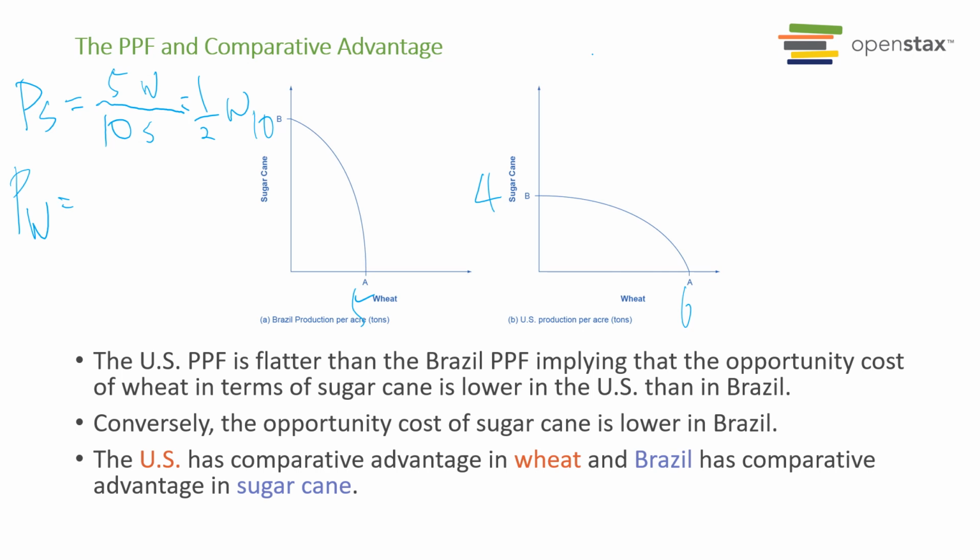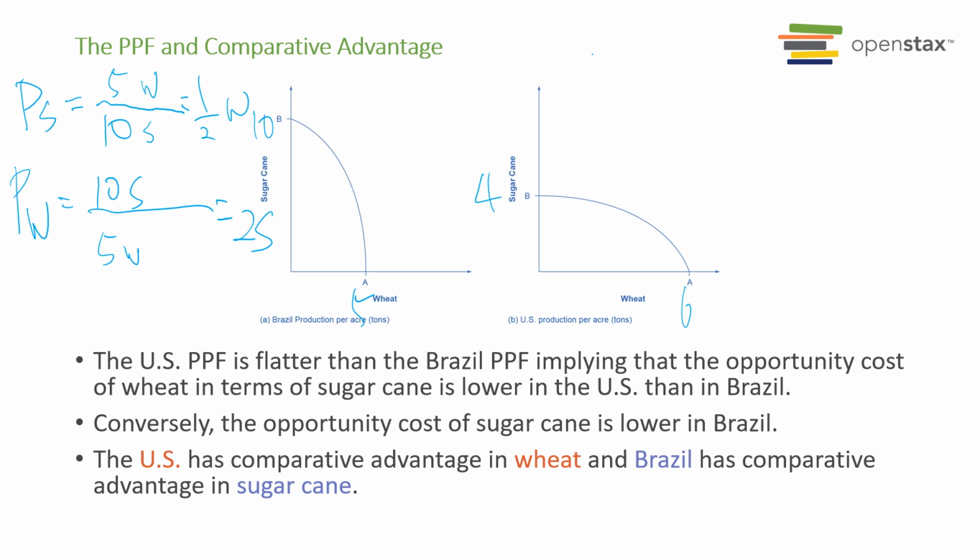And then for wheat, we do the same thing. So there will be 5 wheat at the bottom. I'm sorry, guys, that looks so bad. 5 wheat at the bottom, and then the 10 sugarcane on top. Simplified, this would be 2 sugarcane. So that's the price for Brazil.